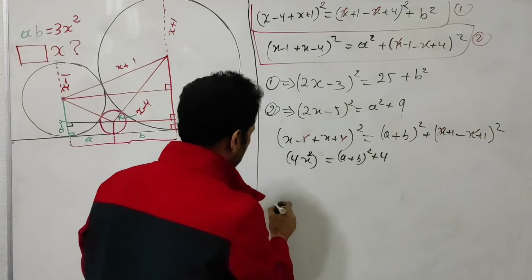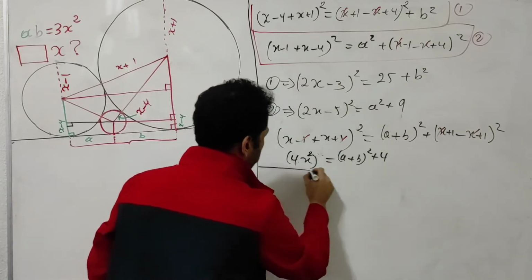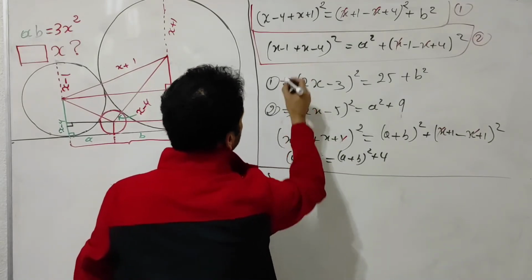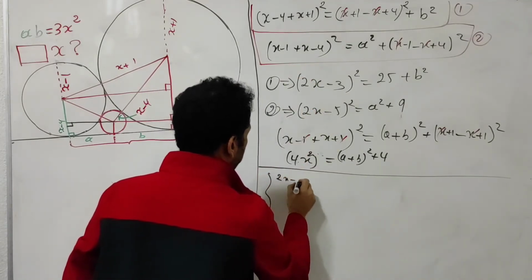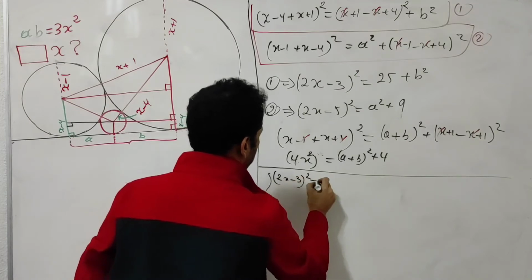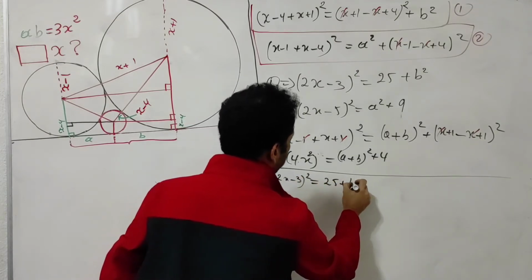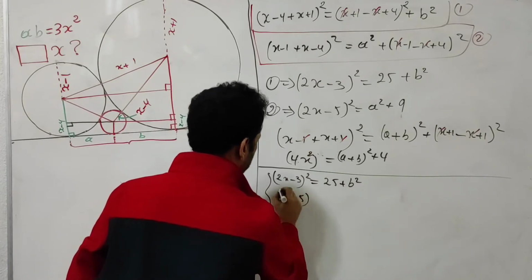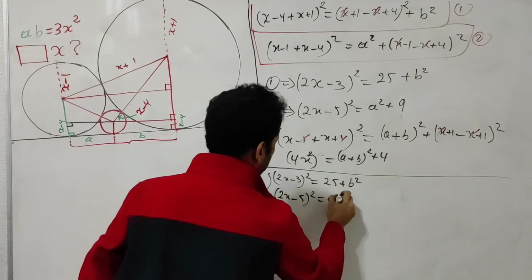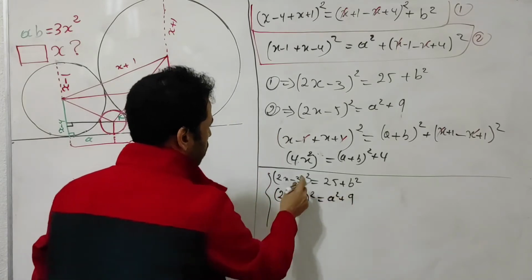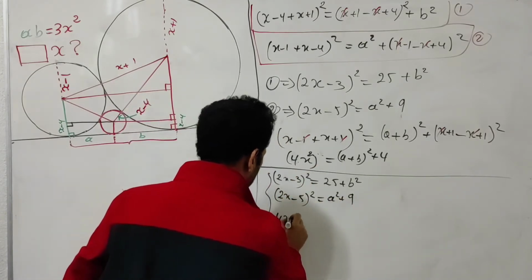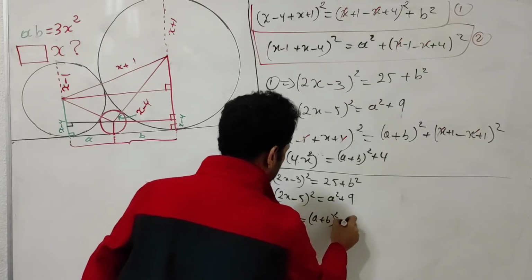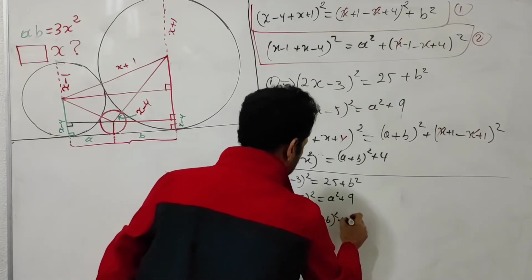Now I have the following three equations. The first equation is 2x minus 3, quantity squared, equal to 25 plus b squared. The second equation, I get 2x minus 5, quantity squared, equal to a squared plus 9. The last equation, I get 4x squared equal to a plus b, quantity squared, plus 4.